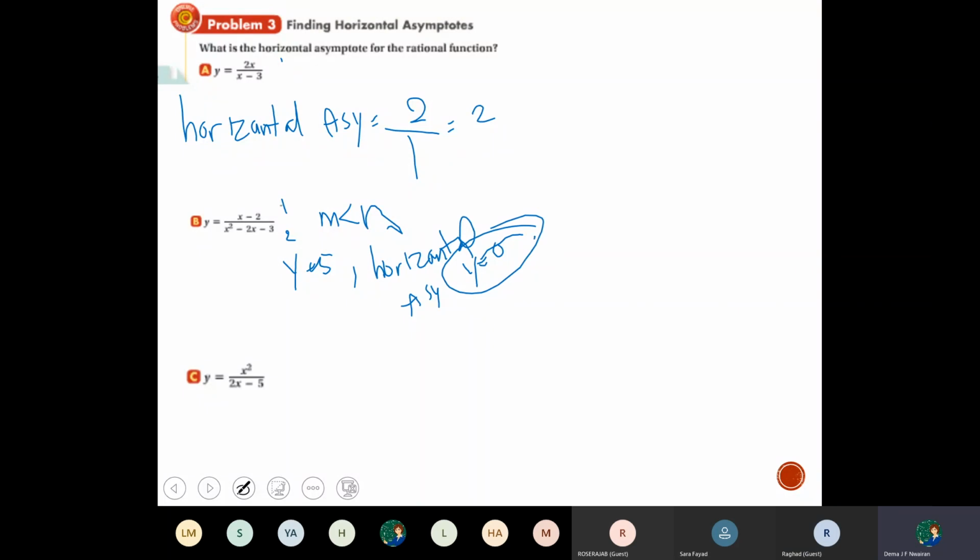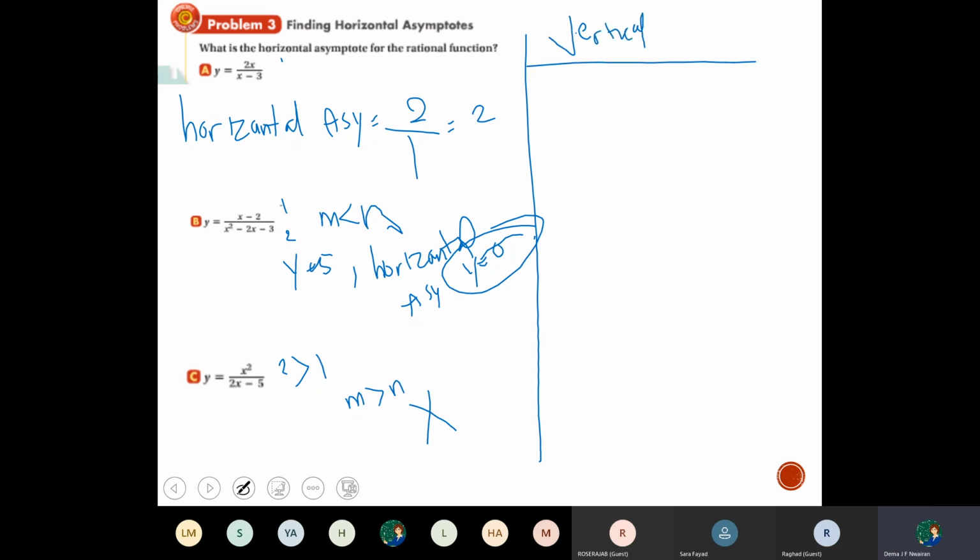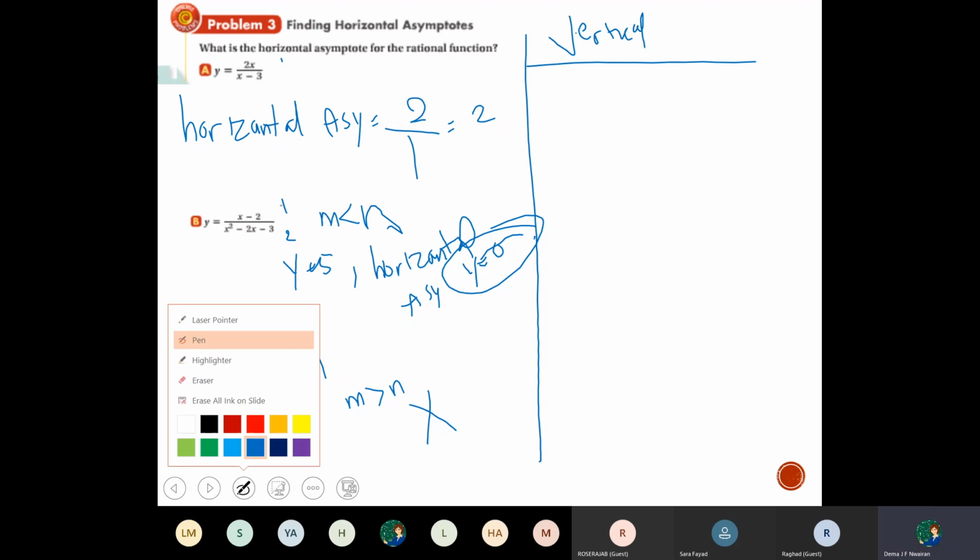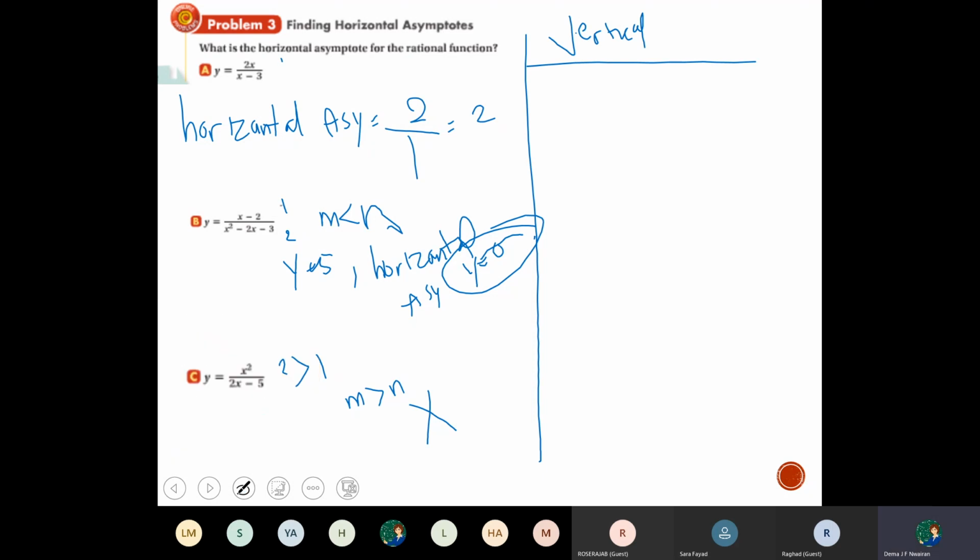Now, look at the third one. What is the power of the numerator? It is 2. And what is the power of the denominator? It is 1. Since m is greater than n, there are no horizontal asymptotes. Now, I want you please to find the vertical asymptotes for each. In the first column, we found the horizontal asymptotes. Now I want to find the vertical asymptotes. As we said before, the vertical asymptotes. Look here now. Did we have common zeros?